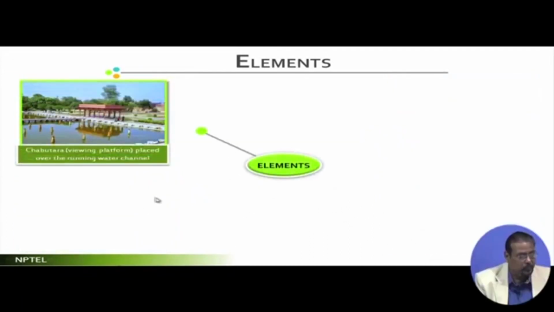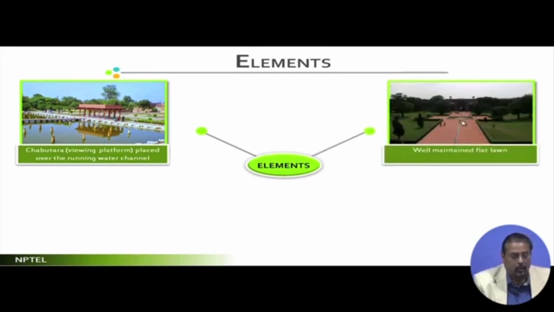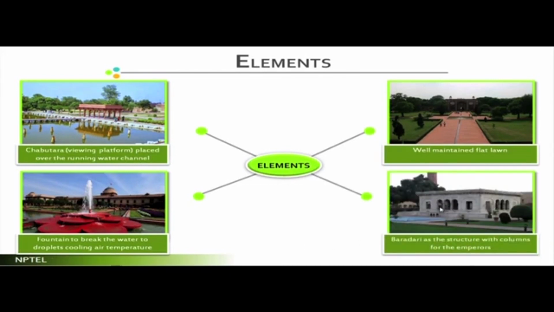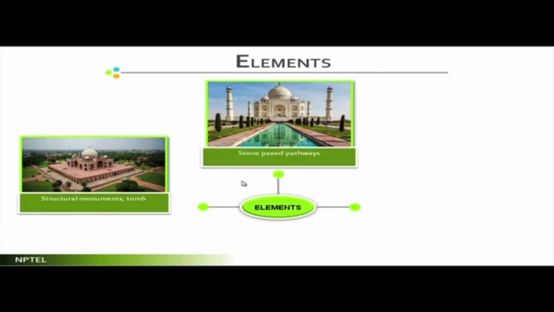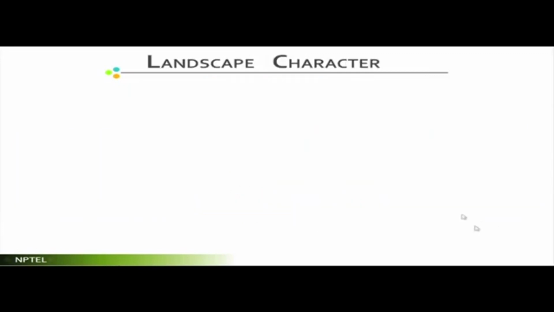Other elements: Chabutara, the place where we sit, flat lawns, fountains at different heights, and the Baradari. This is the house at the elevation. Other elements: structural monuments, tombs, stone paved pathways, distinct zones.